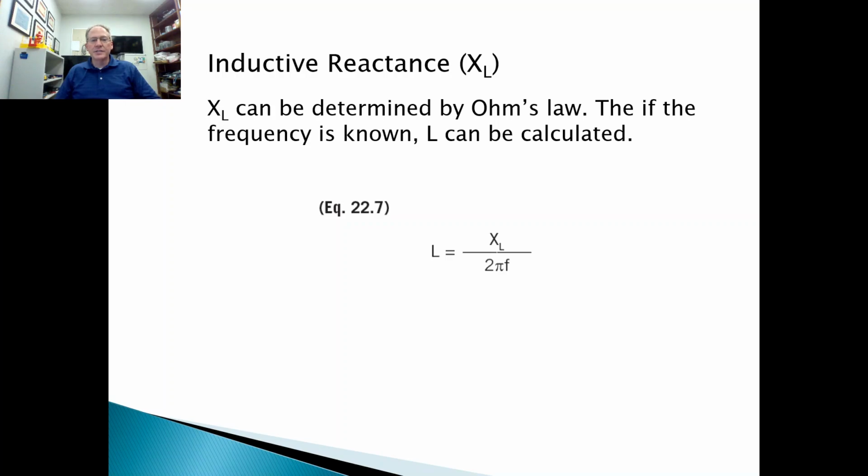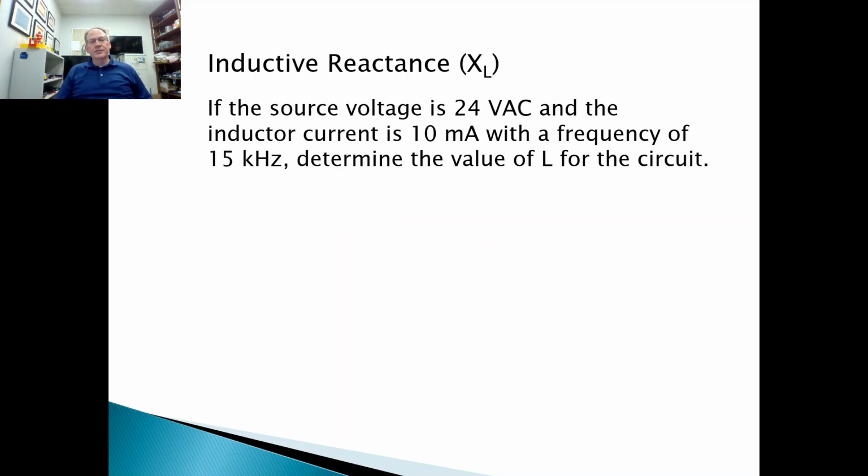If the frequency is known, L can be calculated. So L is going to equal XL over 2 pi F. So it's just modifying the formula. So if the source voltage is 24 volts AC and the inductor current is 10 milliamps with the frequency of 15 kilohertz, determine the value of L for the circuit.